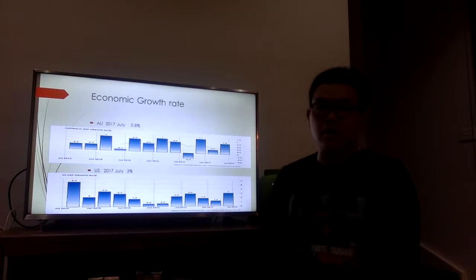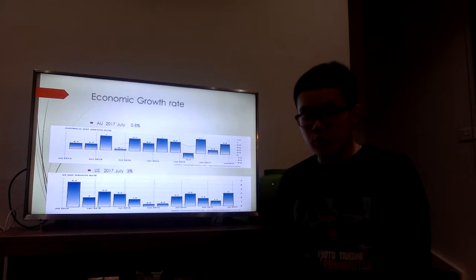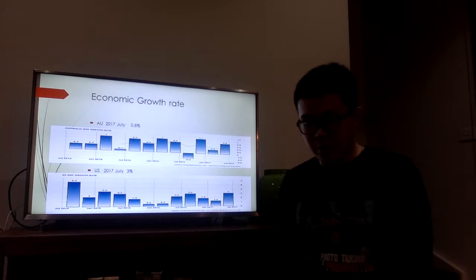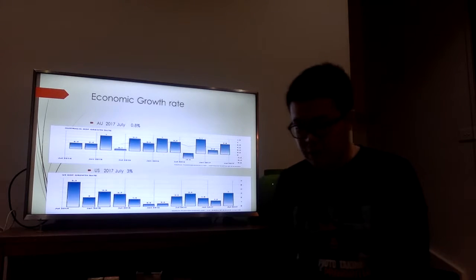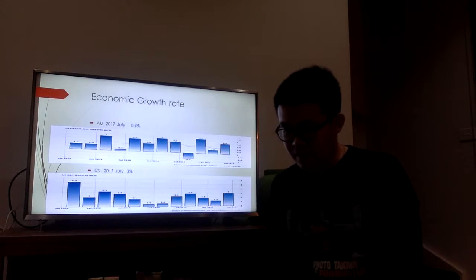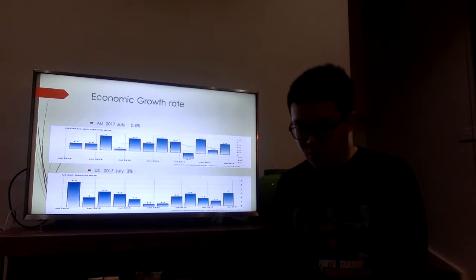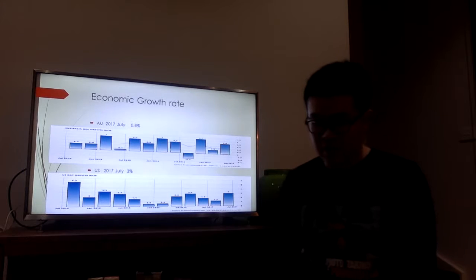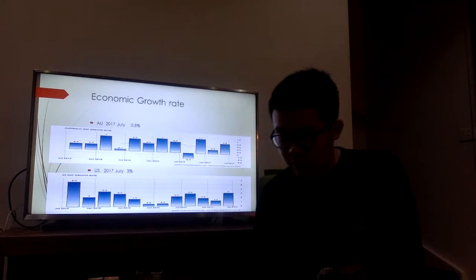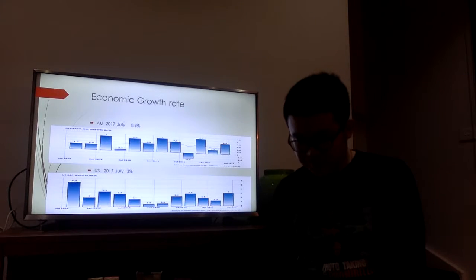First thing, economic growth rate. Economic growth rate is a measure of economic growth from one period to another in percentage terms. The economic growth rate provides insight into the general direction and magnitude of growth for the overall economy.